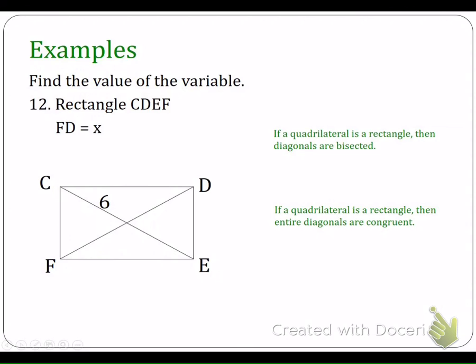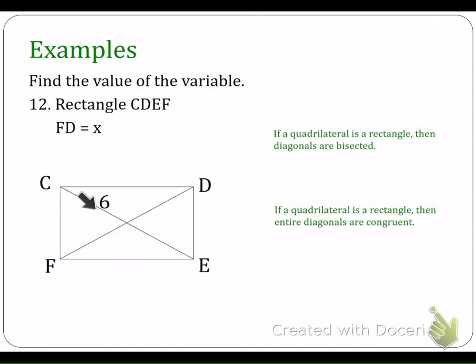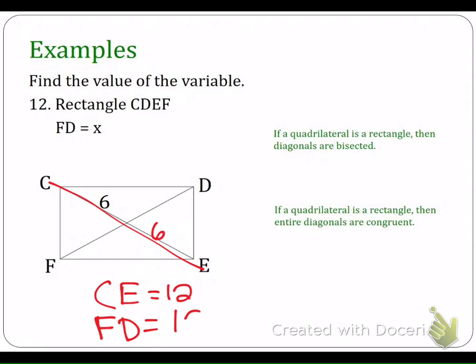So you got two rules going on. They bisect each other. So 6 and 6. So the whole thing here, CE, would be 12, which means that CD is also 12. That's what they're calling X, so X is 12.